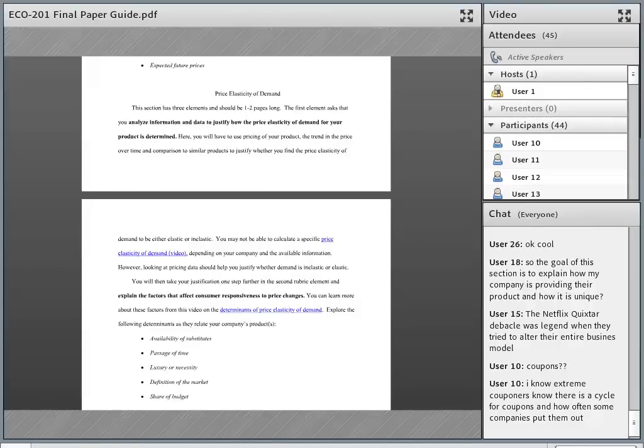Coupons, yeah. So Lori, a company that gives out coupons a lot would be one indication that demand for their product might be elastic. Yep. Definitely.